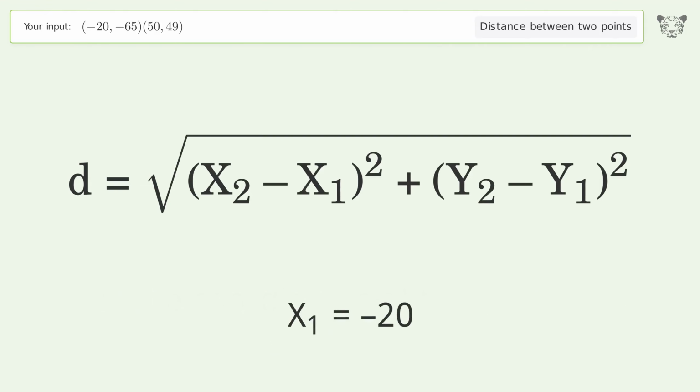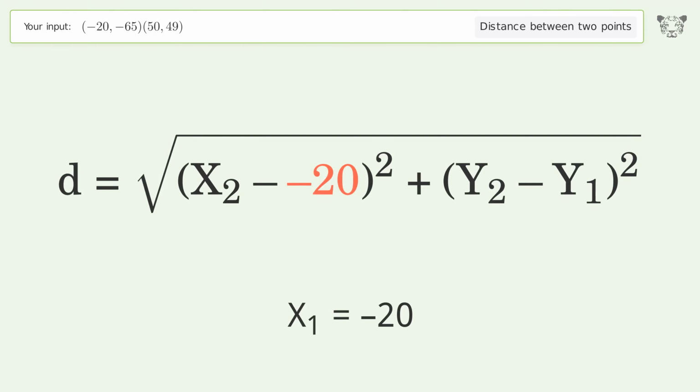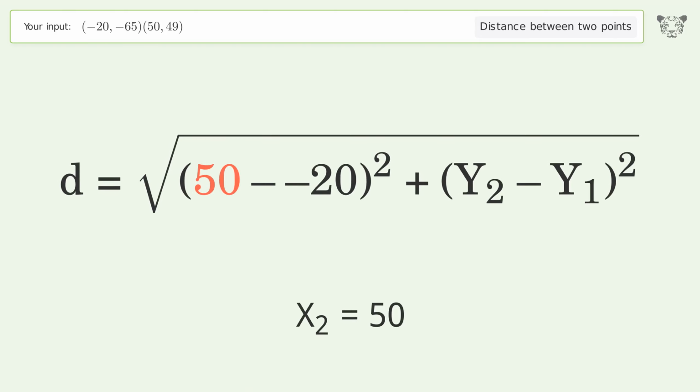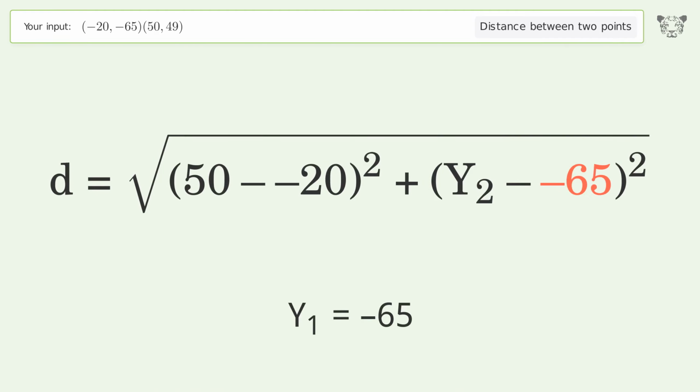x1 equals -20. x2 equals 50. y1 equals -65. y2 equals 49.